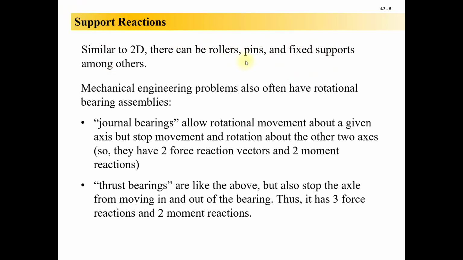I would recommend you look at your text to see how they draw these in 3D, because since it's in 3D, there's even more variability in how this is drawn in problems based on which textbook you're looking at.